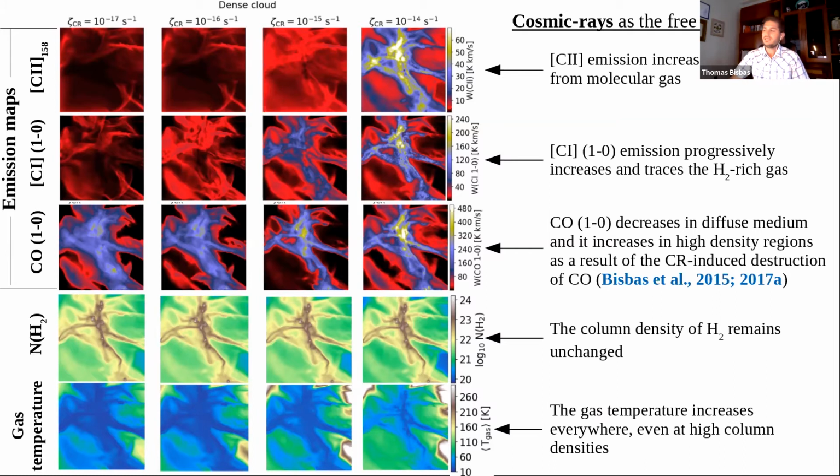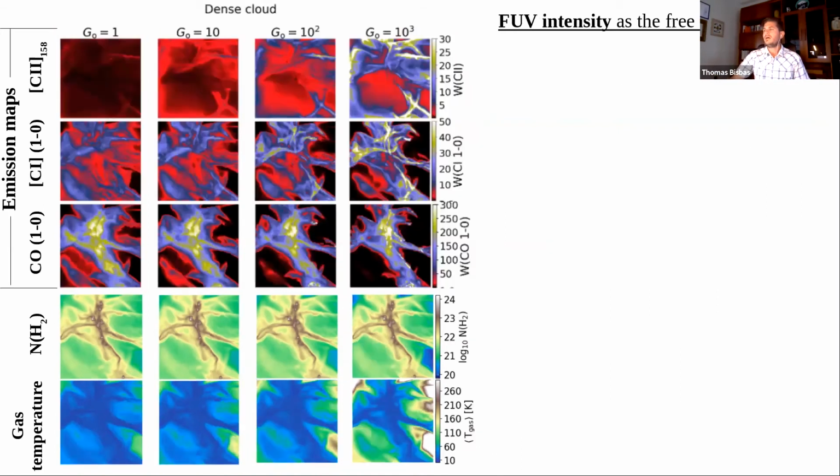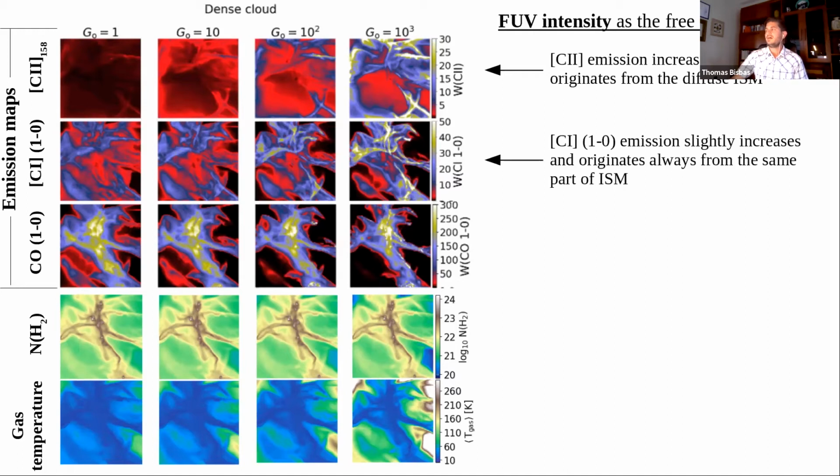So finally, the gas temperature increases by increasing the cosmic ionization rate, as I mentioned earlier, and you see here that we have a quite warm gas in the filamentary structure. Similar effects are also observed with the FUV intensity. So the C+ emission increases, and it always originates from the diffuse ISM. The C1 line 1 to 0 also increases as a function of the FUV.